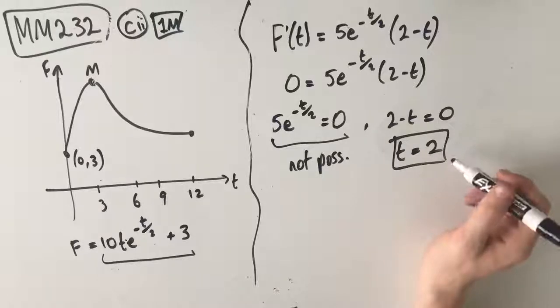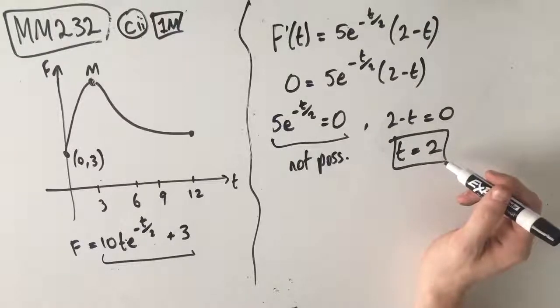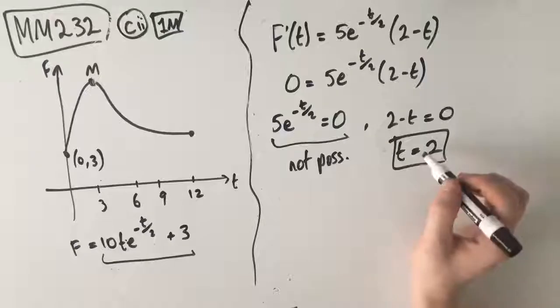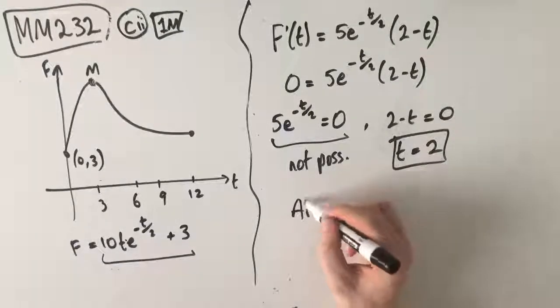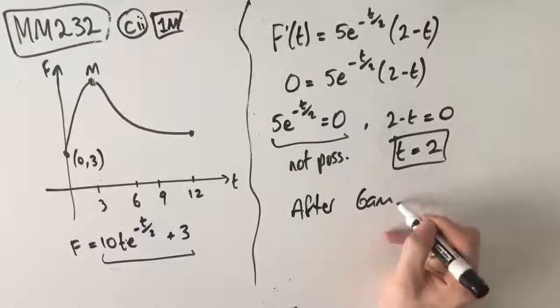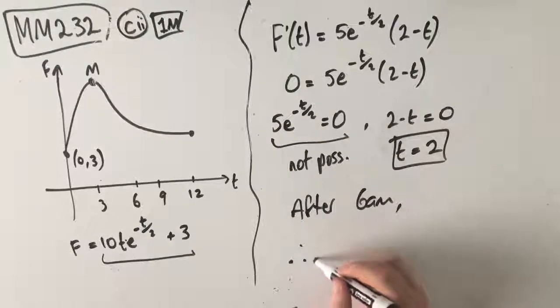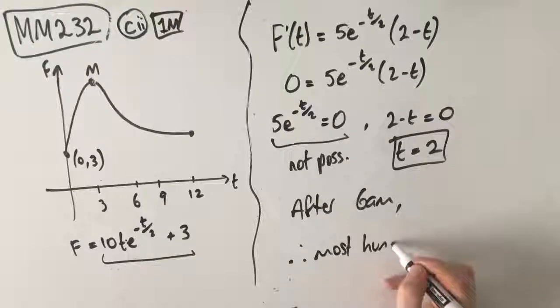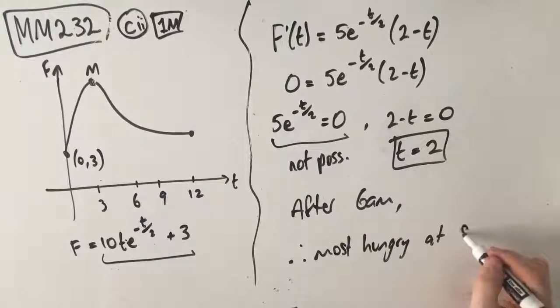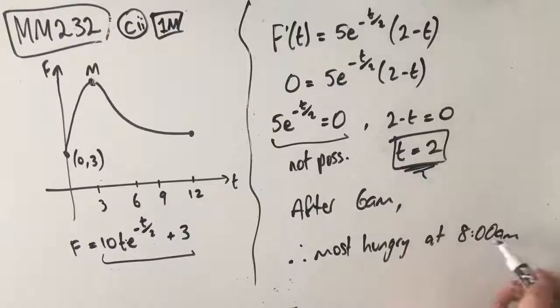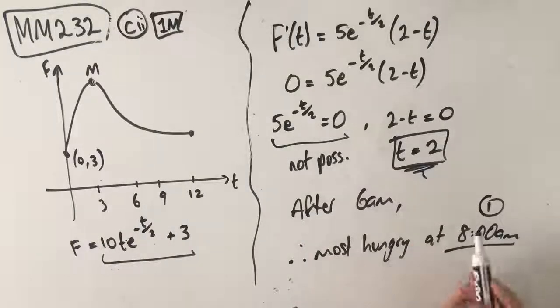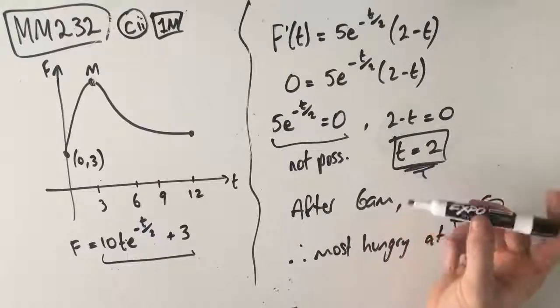So the thing here is that the question asks at what time is the pig most hungry, not at what value of t, right? So our value of t represents time after 6 a.m., which means that it's most hungry at 8 a.m., right? Because if t equals 2, that's 2 hours after 6 a.m., which is 8 a.m. So this is our final answer. That's our 1 mark. So just be really, really careful about that, because that tripped me up just then when I started to write that.